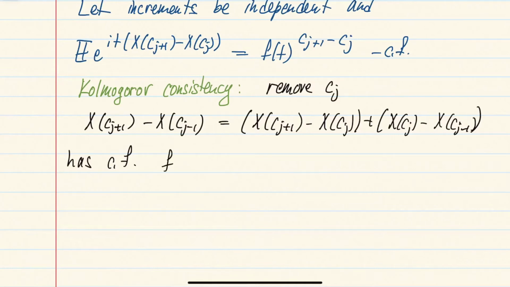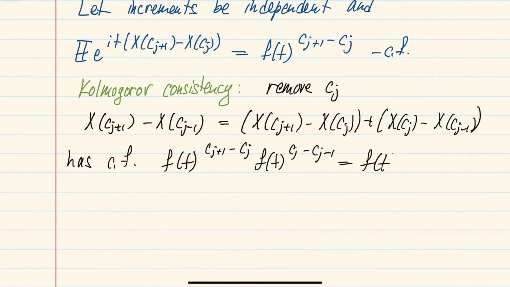And the first one was of the form f of t to the increment of the argument. The same for the second one. And of course we end up with a characteristic function of the same form with the increment of the argument between Cj plus 1 and Cj minus 1. And that's exactly what we want it to be, so we have the consistency.